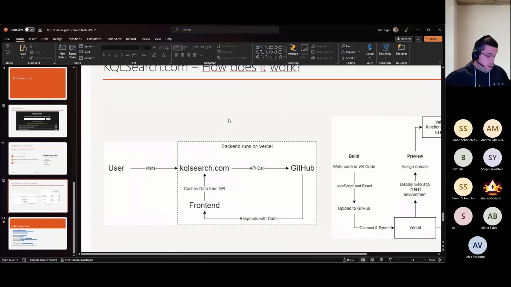So if I publish a KQL query right now and you refresh your website, you would see it there instantly. GitHub responds with the data, as I said earlier, .kql, .txt, and .md files from the specific repositories, also from the master branch, and sends it to the front end, which shows the data to the end user, the visitor.